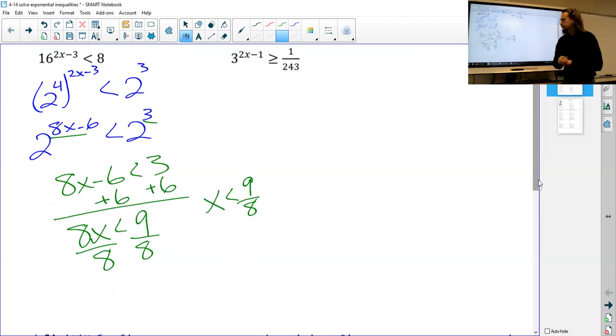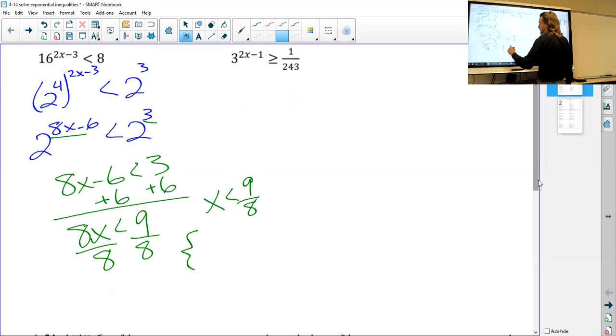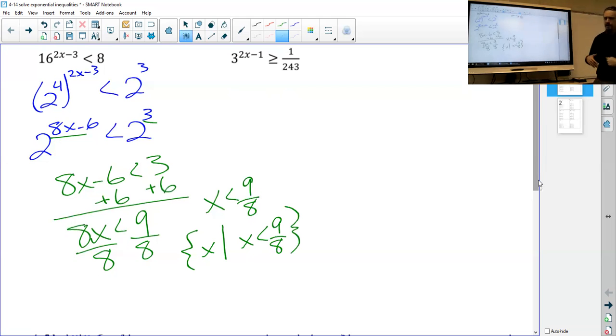The other thing we look at, because they're always throwing some different stuff for us, is that all of your answer choices, instead of just saying x is less than 9/8, they write it like this. They put curly braces, x, pipe, and then x less than 9/8, close curly braces. And all this is how you write inequalities in set notation. So you would read this as: for all x values such that x is less than 9/8. They're exactly the same thing. This is just how you would write it in set notation.